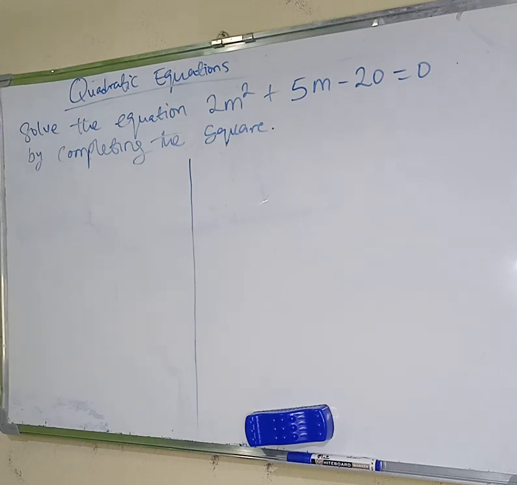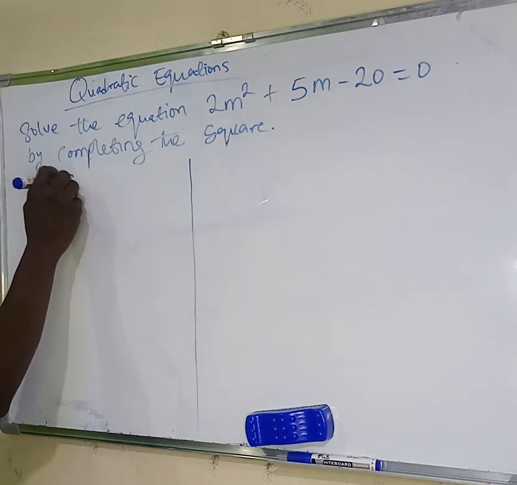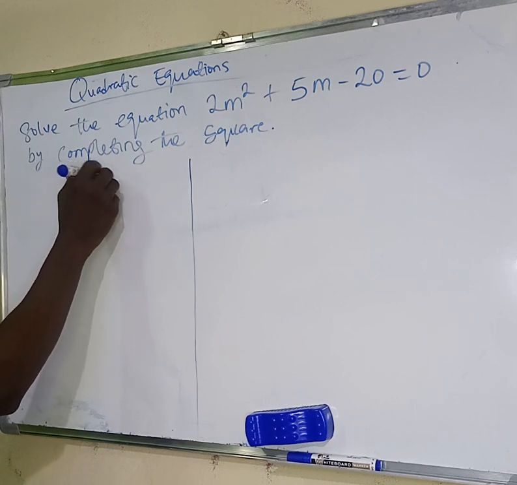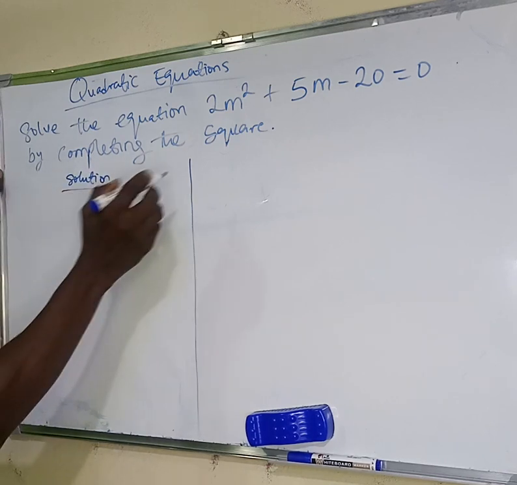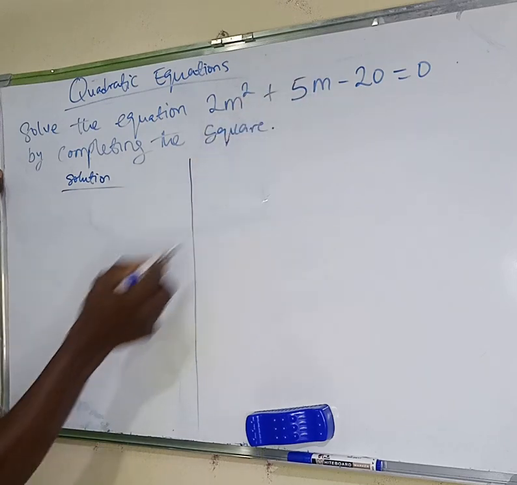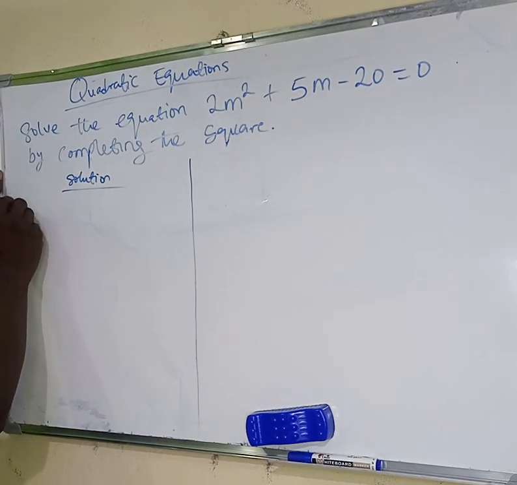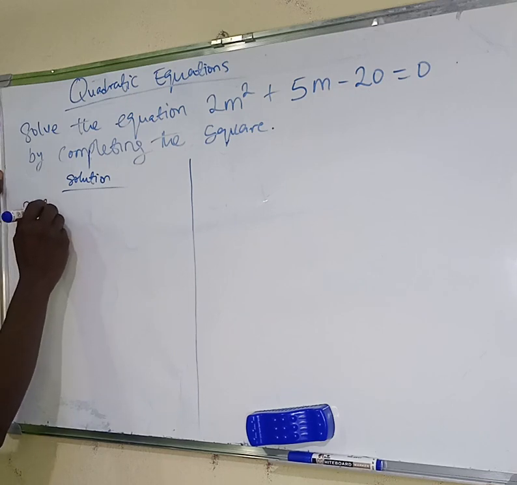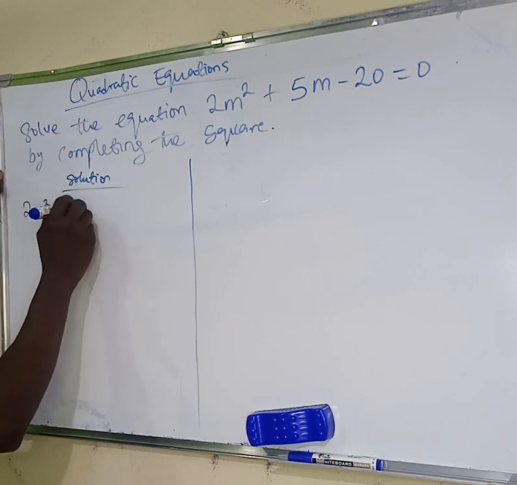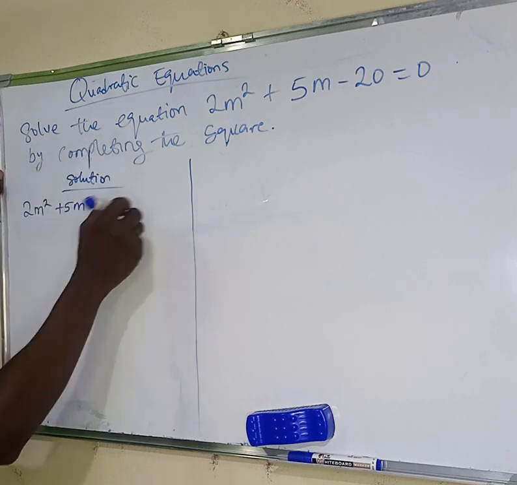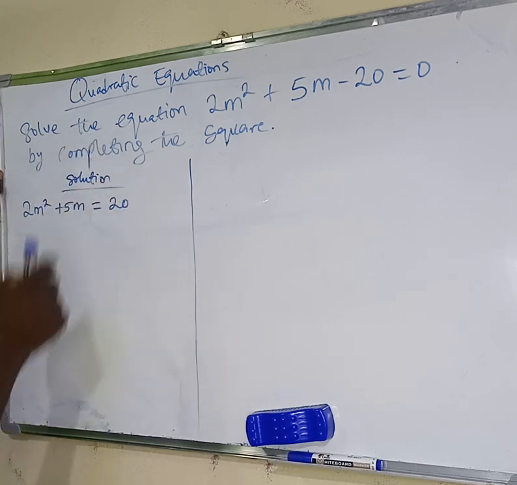So let's take the question. It says solve the equation 2m squared plus 5m minus 20 equals 0 by completing the square. So we'll say solution. All right, so the first thing we'll do is to move 20 to the right-hand side of the equation. The equation is separated by an equal sign. So 2m squared plus 5m equals, when 20 crosses, it becomes positive instead of the negative it has.